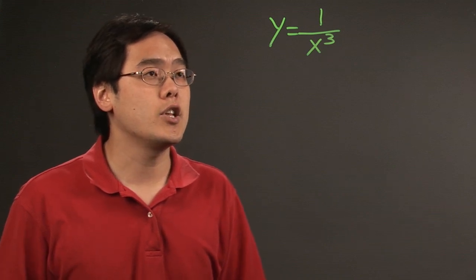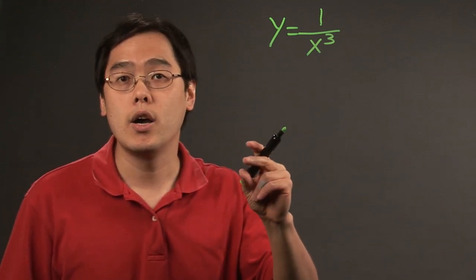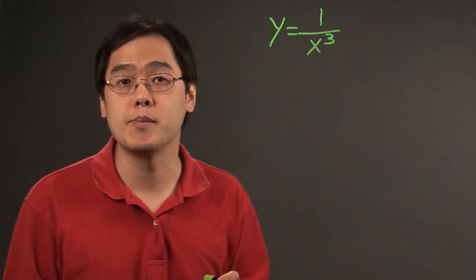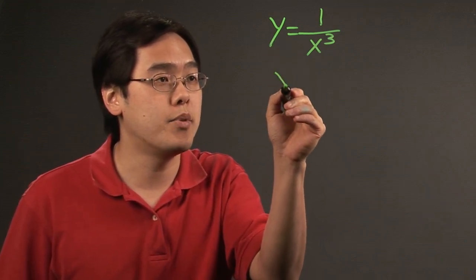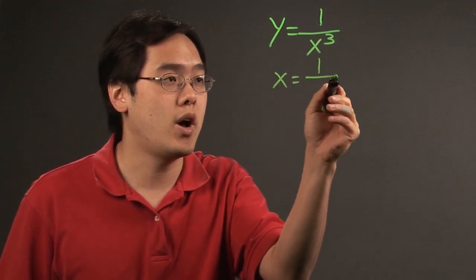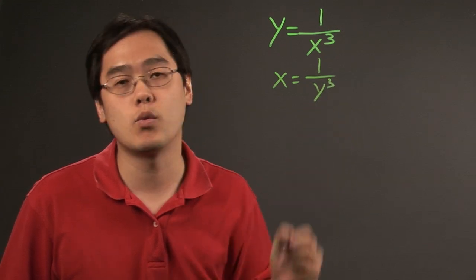So the first thing that you want to consider here is the key step of switching places between x and y. The idea here is for every y you put an x, and for every x you put a y. So you have x equals 1 over y cubed.